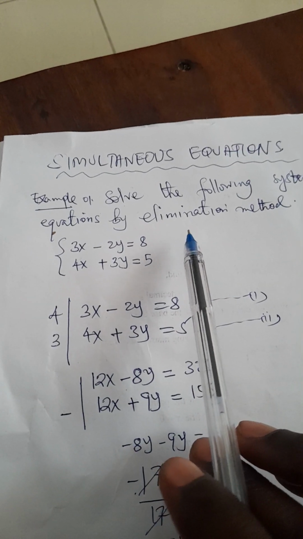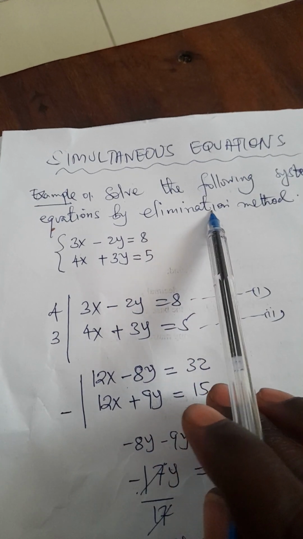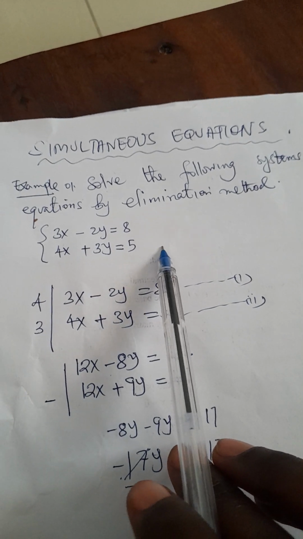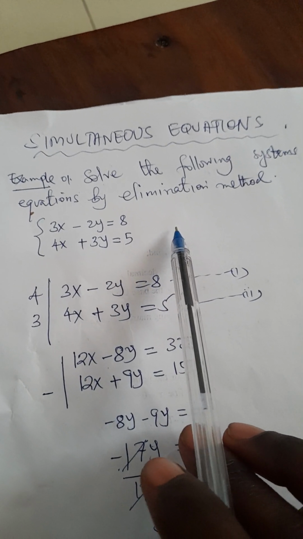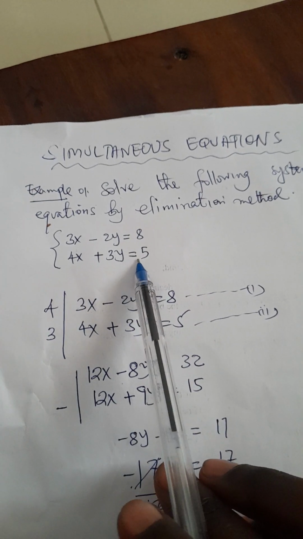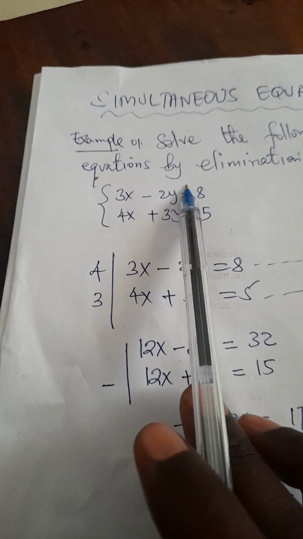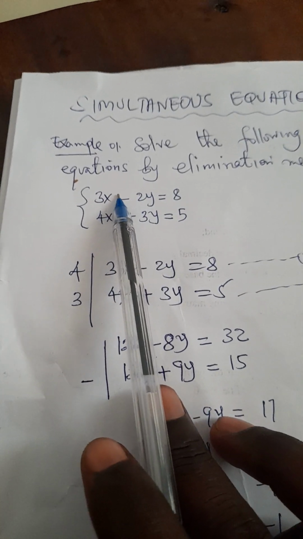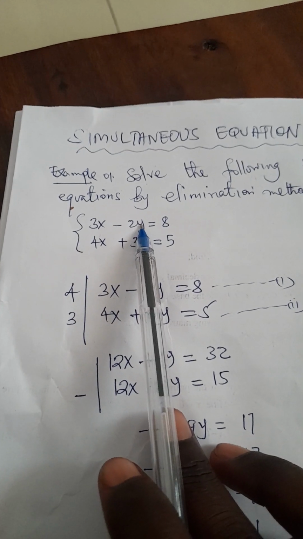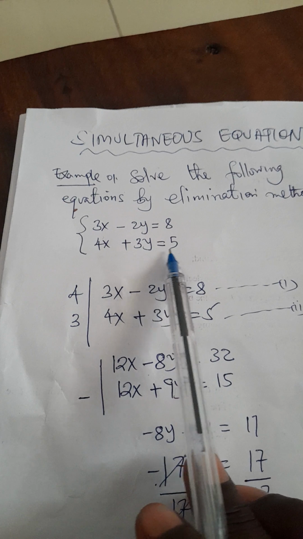So we have to get one variable after another. That's why we call it elimination. It needs to get one of the variables first, then we can obtain the second variable by elimination. Now, how can we go about it? Look at this one. Here we have 3x minus 2y equal to 8, and 4x plus 3y equal to 5.